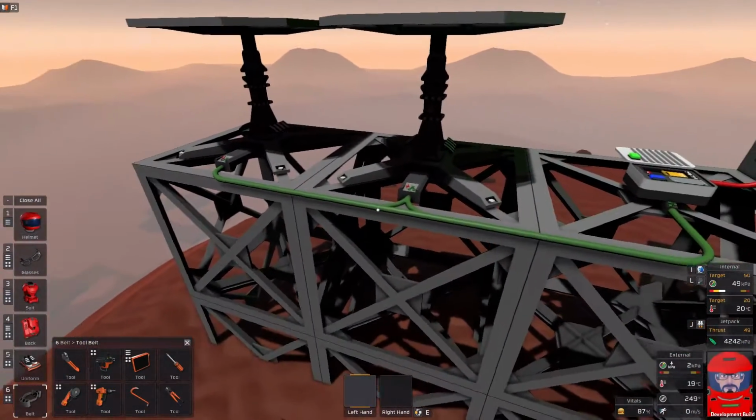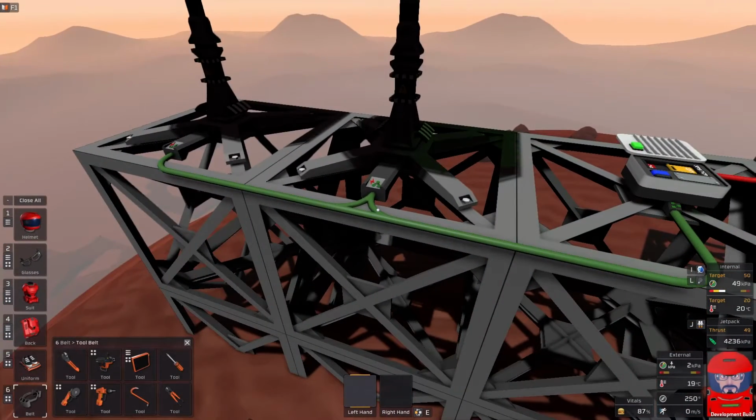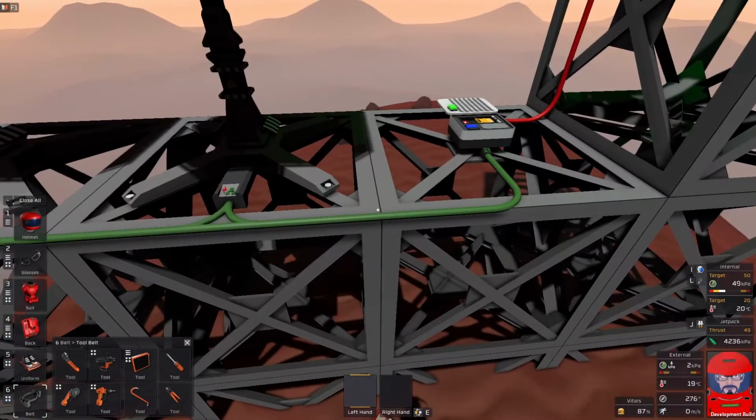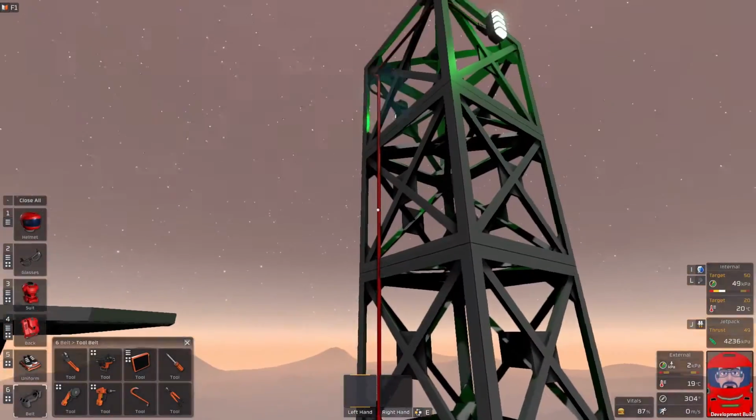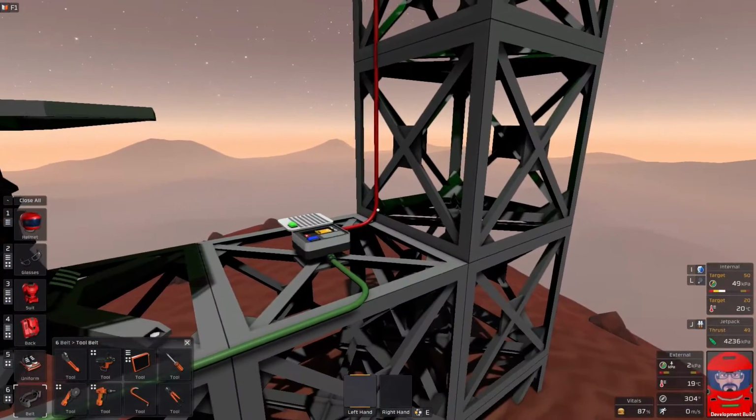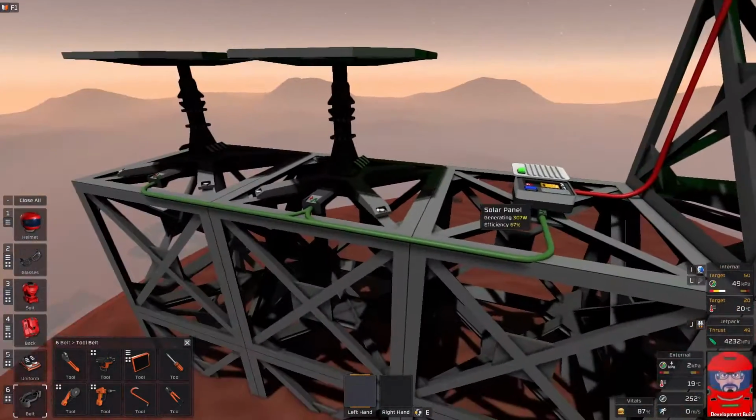Now I've used a green cable to denote the supply side of the power. That's to let me know that it is not a constant source of power, so I should be careful before tapping anything into it. And the red cables, I just use as my general power lines. I can use them anywhere throughout the base and I should be pretty safe.